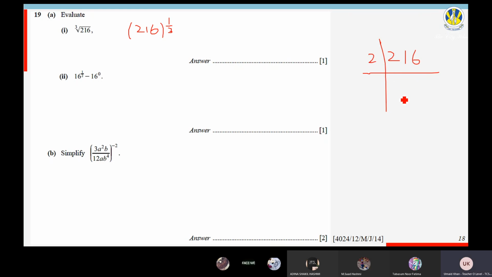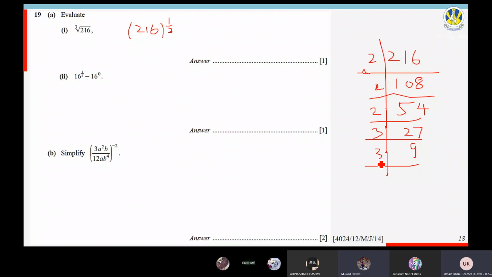So we'll start from 2, right? It will be 6 cube, sir. Yes, it will be 6 cube, but how do I make sure that it is 6 cube? So first you will prime factorize. 2 108s are 216. Then 2 54s are 108. Then 2 27s are 54. Then 3 9s are 27.